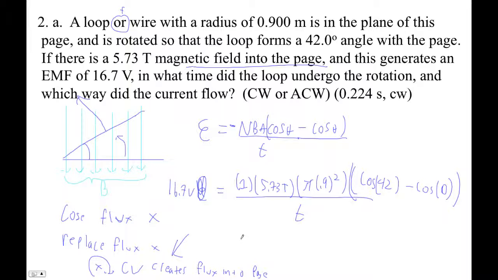Okay, so 5.73 times, oh wait, what do I want to do? Actually, yeah, I want to do this and then divide by 16.7. Times pi times 0.9 squared times cos 42 minus cos 0, which is 1, right? And then I want to divide that by 16.7. Is that right? And I get 0.224 seconds. I get negative 0.224 seconds. Remember, we're ignoring that minus sign.